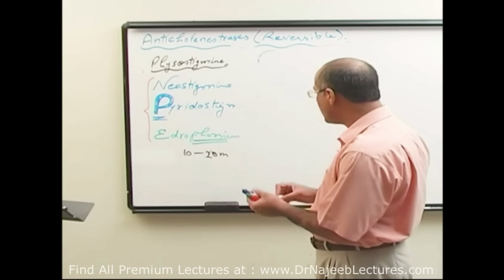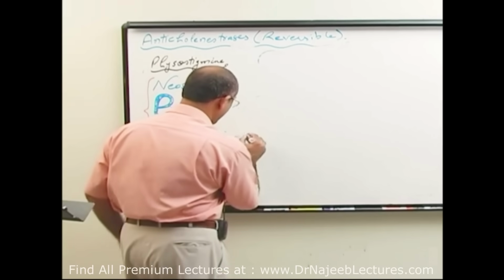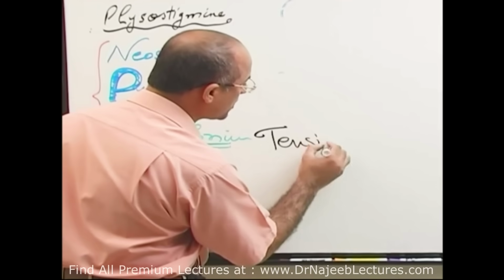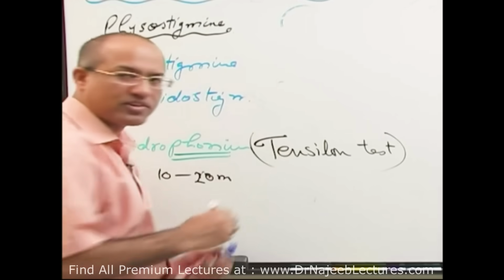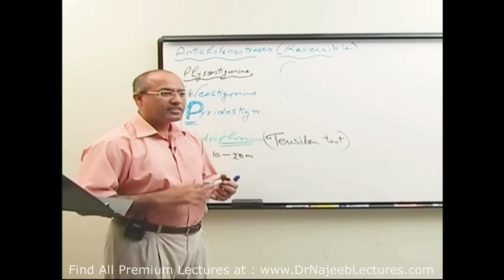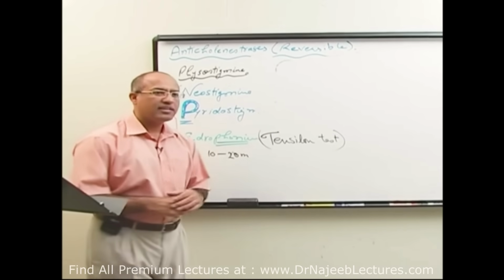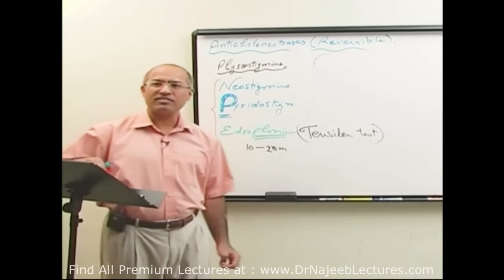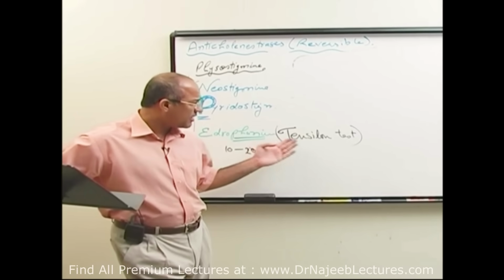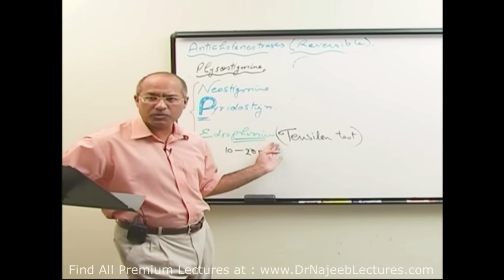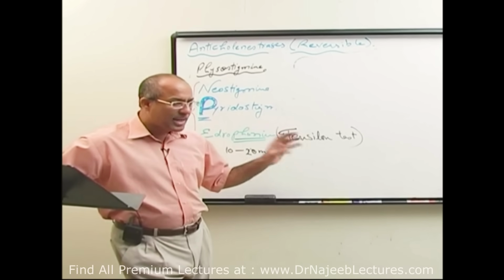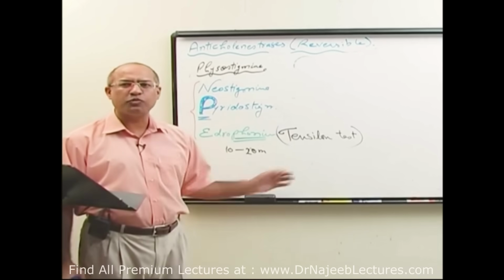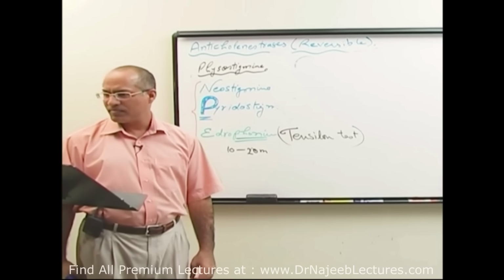It comes with the name Tensilon. We call it the Tensilon test, where we inject edrophonium to a person. This is one use of edrophonium, that you do a Tensilon test. Tensilon is the name by which edrophonium is available in the market, right? Am I clear? Then there is one more use of this drug, edrophonium.